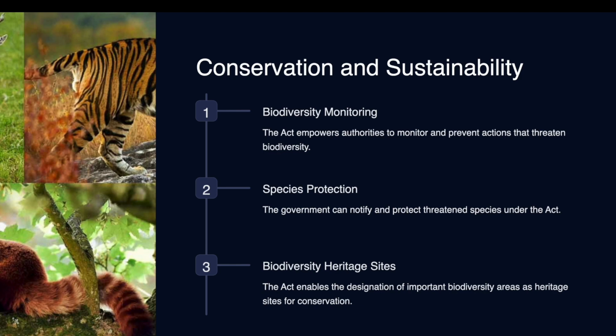Second is species protection. The government can notify and protect threatened species under the act. Species which are reducing in numbers and attaining a critical position can be provided special protection under this act. And third is biodiversity heritage sites. Certain sites can be declared as heritage sites so that they can be conserved and made a kind of heritage.